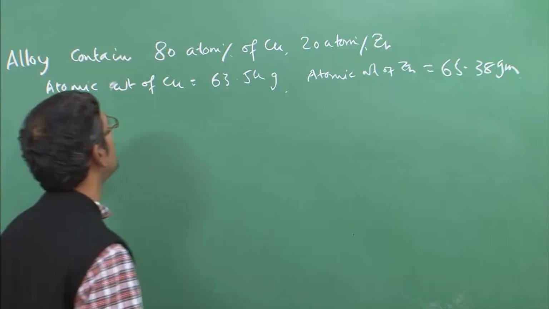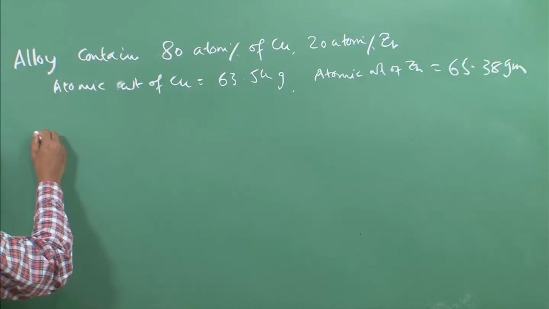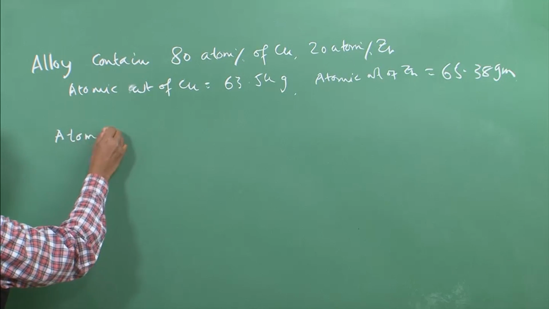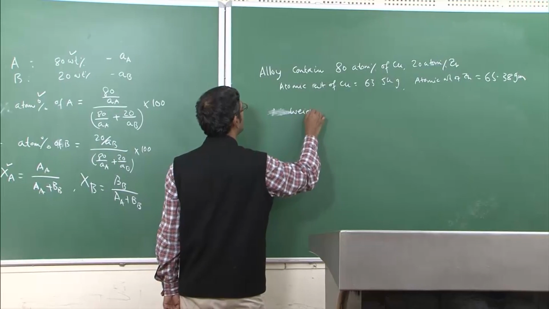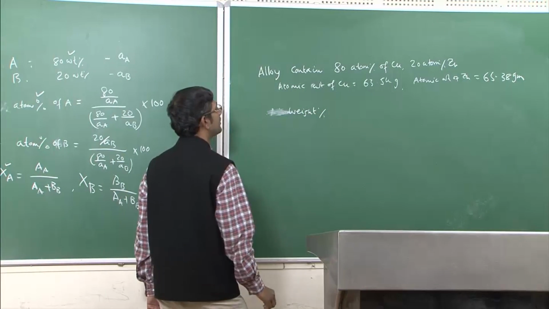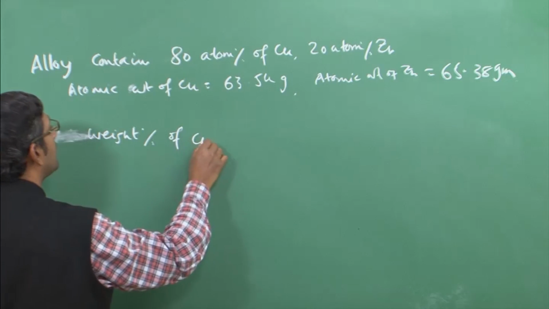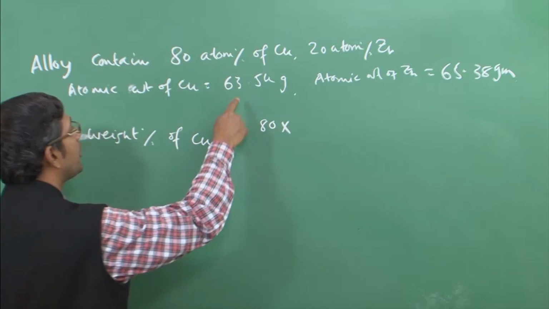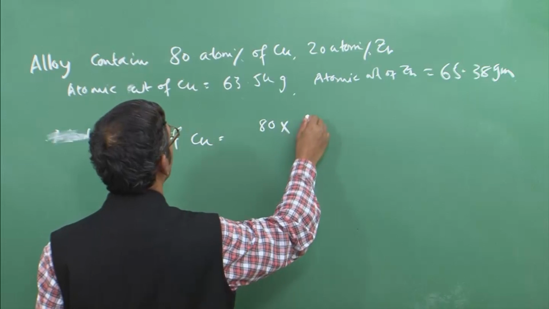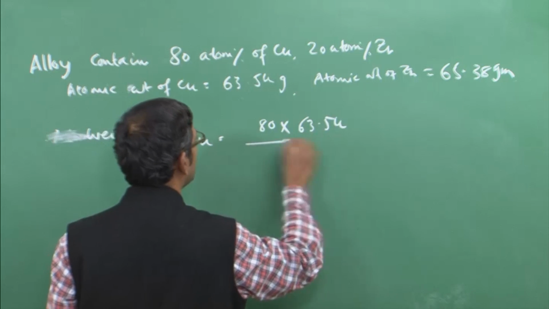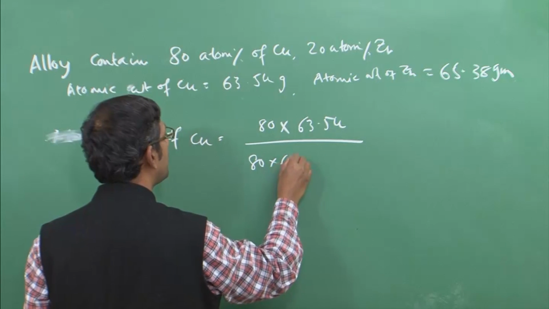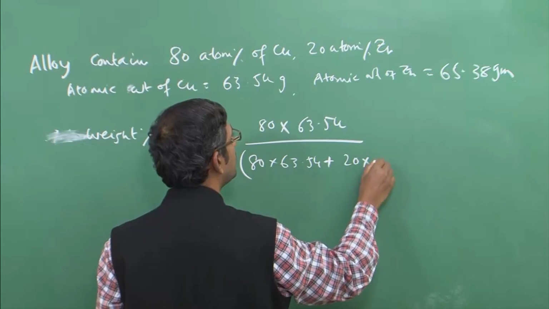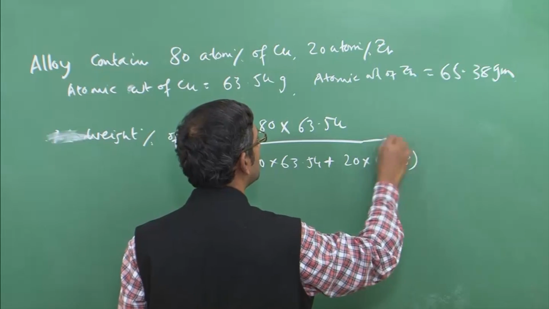So how do I convert from atom percent to weight percentage? Very simple. I write the weight percent of copper is equal to 80 into the atomic weight of copper, which is 63.54, divided by 80 into 63.54 plus 20 into 65.38, into 100.